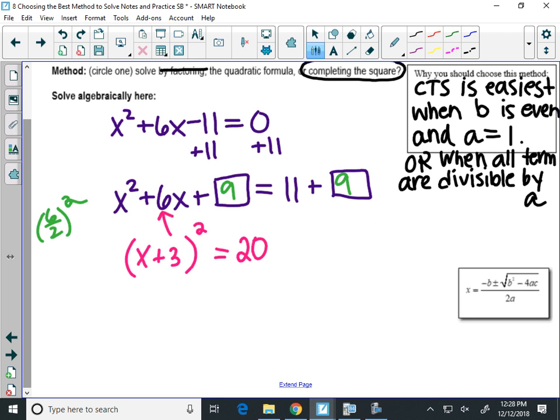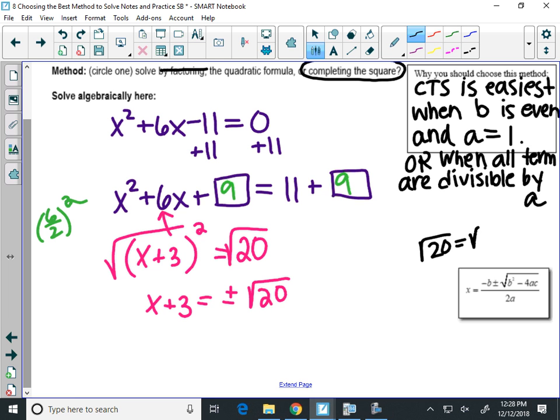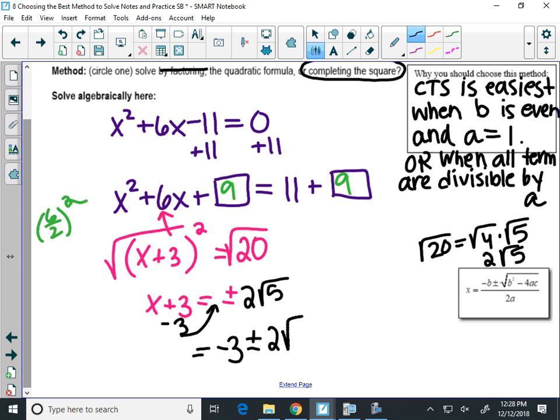So all we have to do here is take the square root. You get x plus 3. What do you have to put in front of the square root? Plus or minus radical 20. Now, does radical 20 simplify? Yes. Radical 4 times radical 5, which is 2 radical 5. So I'm going to replace this with 2 radical 5 right here. Yes, I move the 3 over, and I always put the negative 3 in front of the plus or minus.